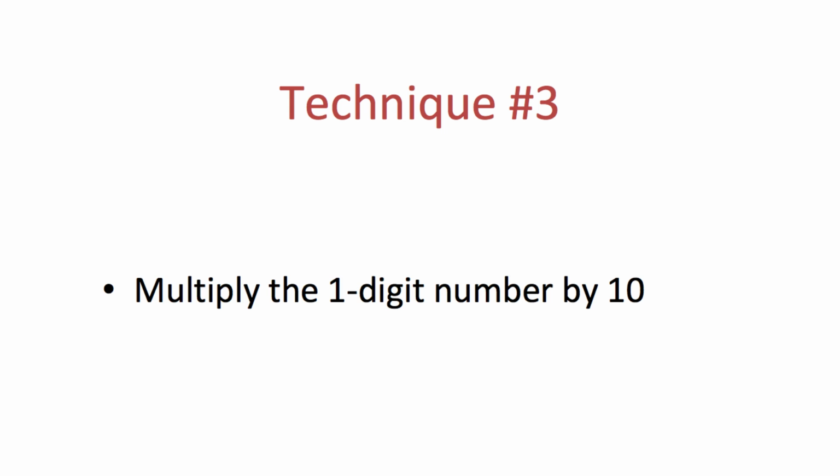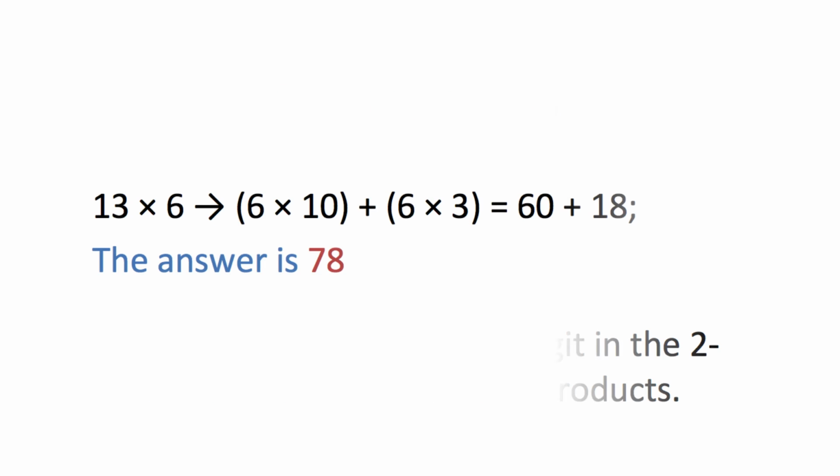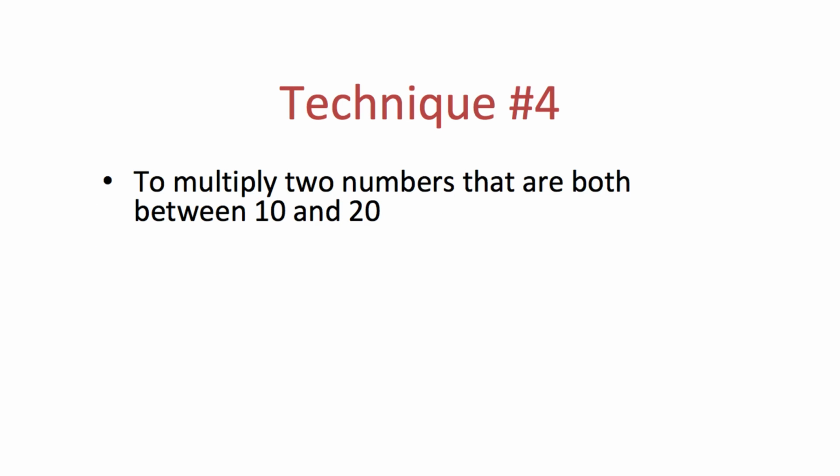Technique number 3. To multiply a number between 10 and 20 by a 1-digit number, multiply the 1-digit number by 10, then multiply it by the second digit in the 2-digit number, and add the products. For example, 13 times 6, take 6 times 10 plus 6 times 3, which equals 60 plus 18. Answer, 78.